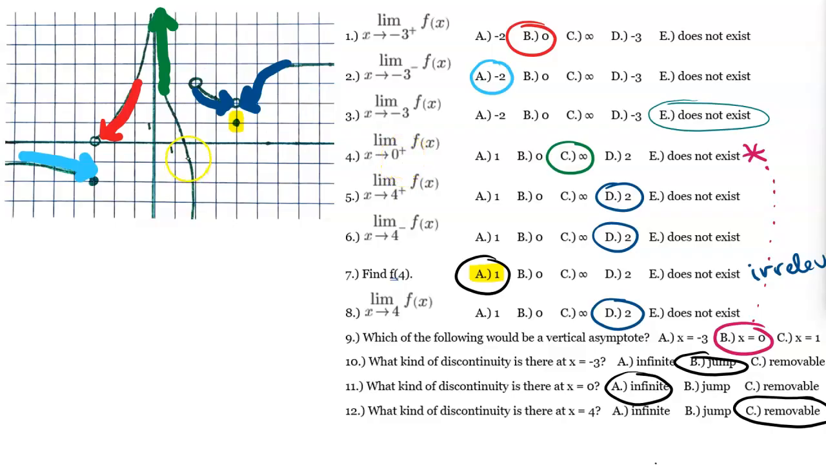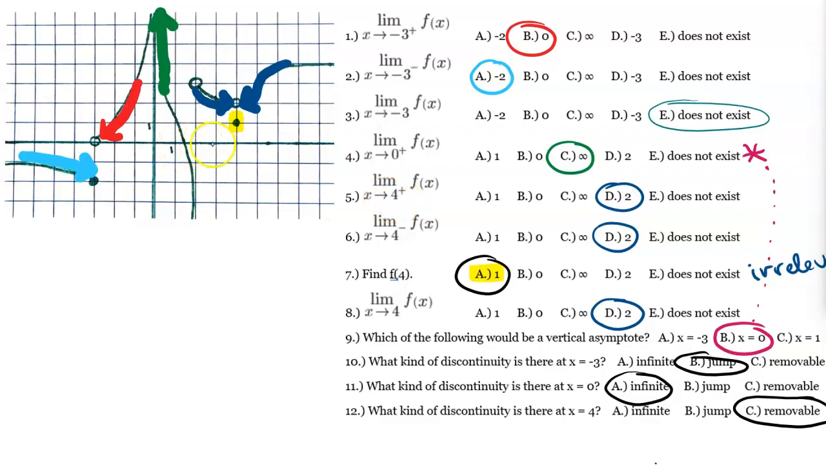That's going to be our green one over here. If we approach 0 from the right, you can see that's going off to positive infinity. Again, what we're saying there is the limit doesn't exist, and the reason it doesn't exist is because it's going to infinity. Then we had the limit approaching 4 from the right.